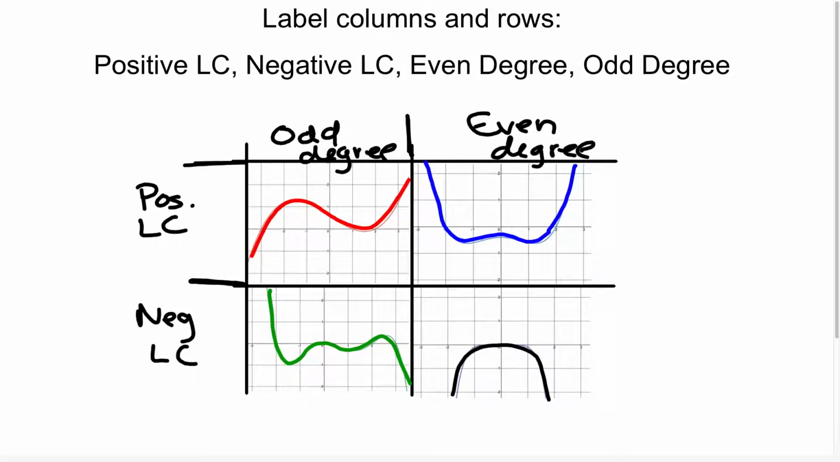What's going to change from polynomial to polynomial is the jazz in the middle, right? Like how many times does it turn? Is it crossing the x-axis? Those things are going to be dependent on the polynomial function itself, and we'll learn more about those.